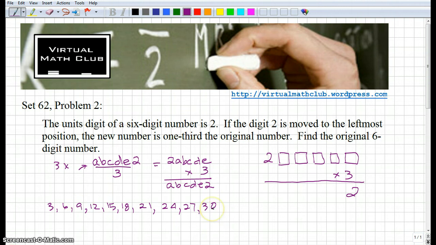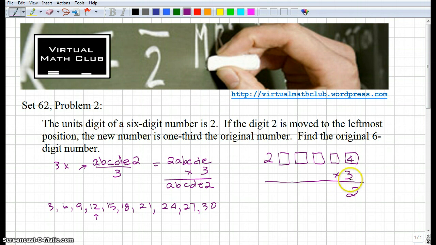So if we're given a units digit, we should be able to pull out the multiple of 3 that will give us that units digit. That's the way I'm going to approach this problem. So I'm looking for something times 3 that ends in 2. Well, that's not too bad. You can see right here, 12 ends in 2, so this has to be a 4.